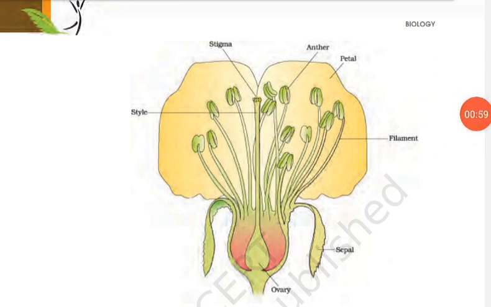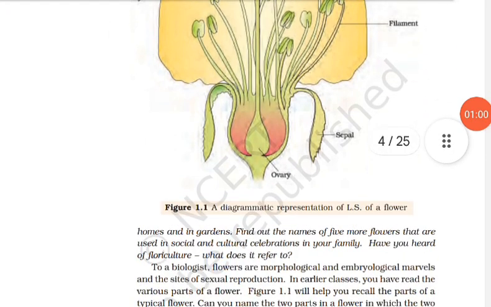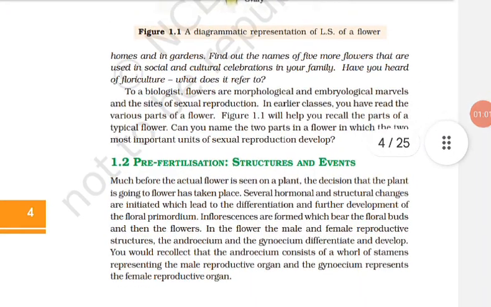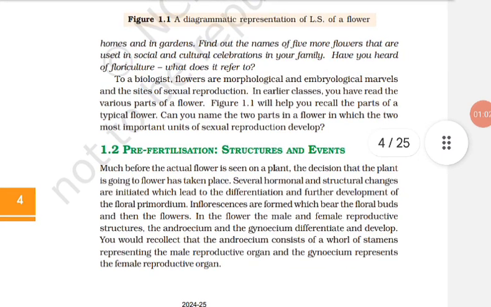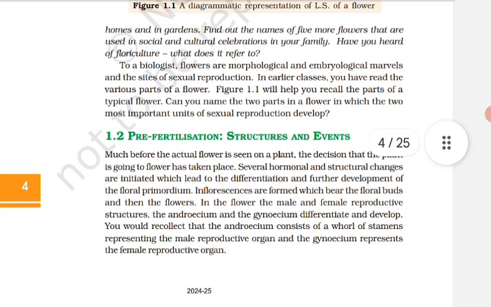List at least 5 flowers of ornamental value that are commonly cultivated at homes and in gardens. Find out the names of 5 flowers that are used in social and cultural celebration in your family. Have you heard of floriculture? What does it refer to?